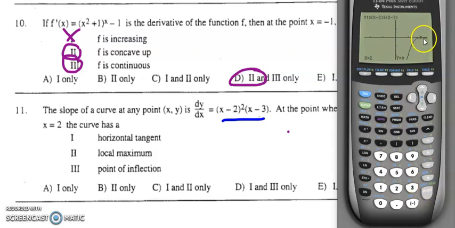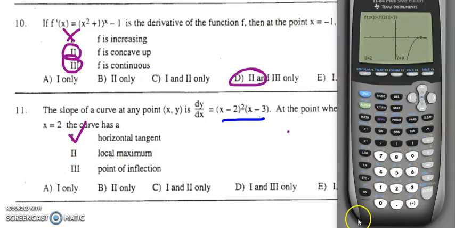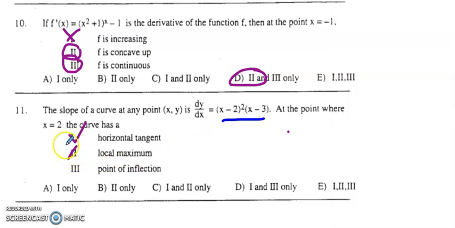So first of all, this is the derivative. If the slope of the function at x equals 2 is y equals 0, then I do have a horizontal tangent line. When I look at this derivative function, I see the derivative has a local max, but the function will not, because the function has a local max when the derivative changes from positive to negative. That does not happen here.